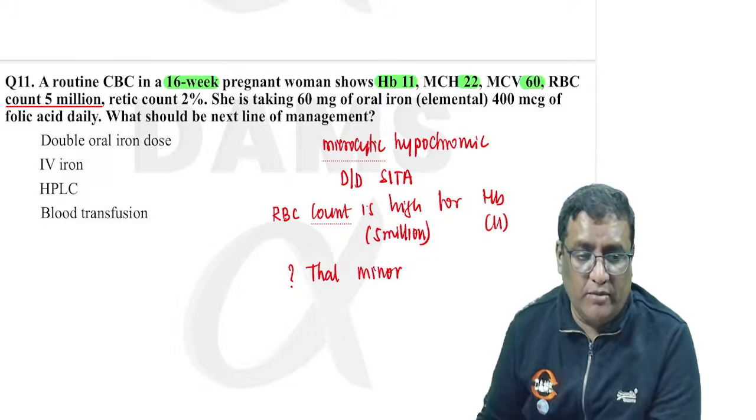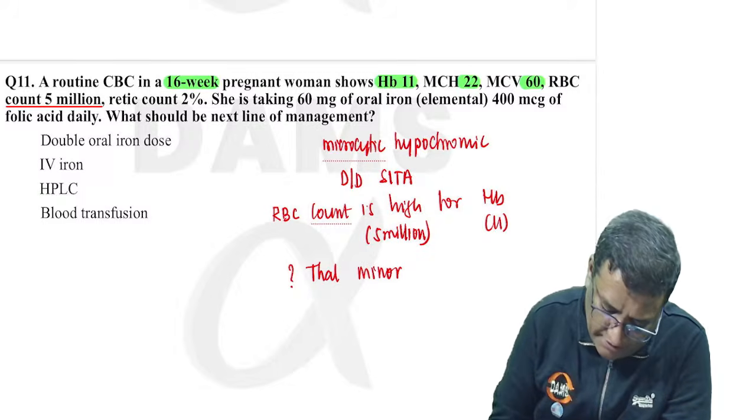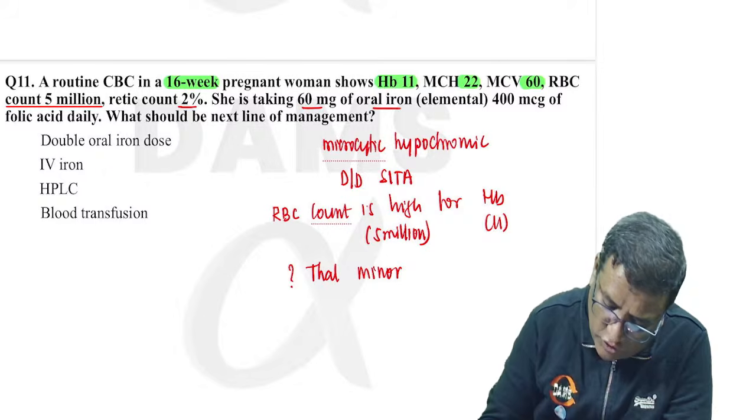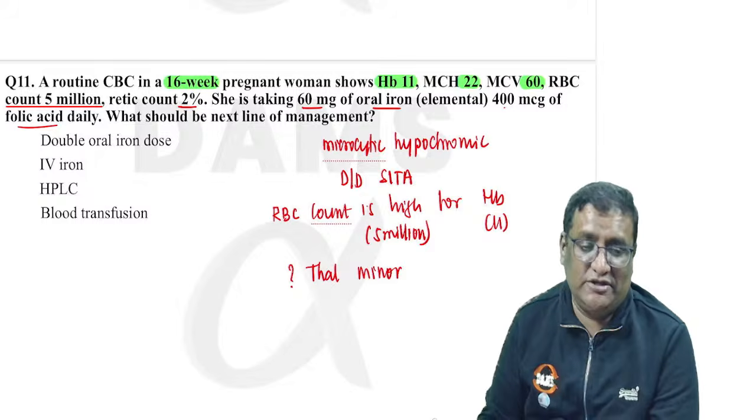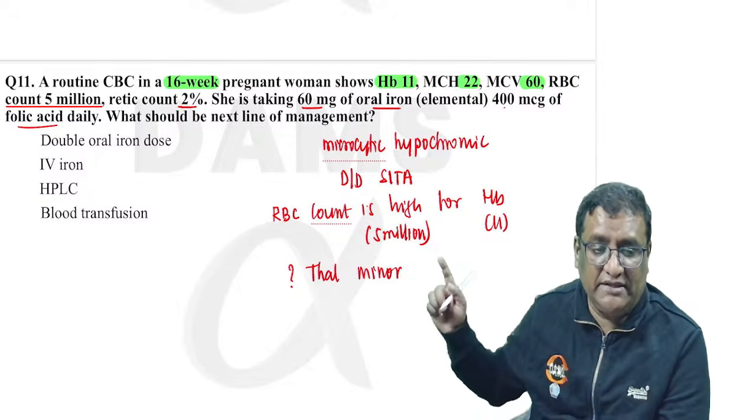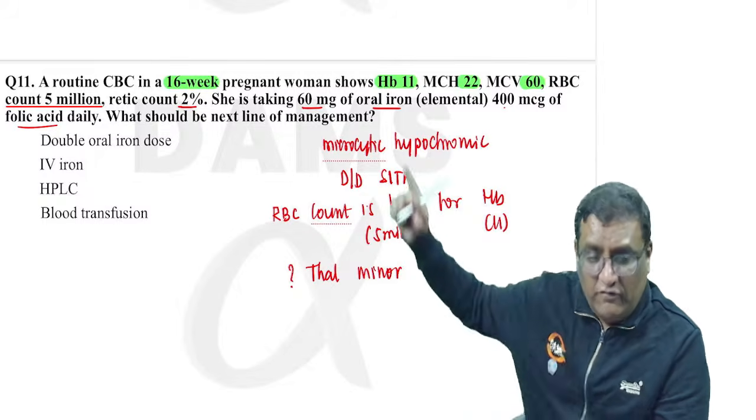How do I confirm on CBC only? Retic count is 2%. She's taking 60 milligram of oral iron and folic acid daily. What is the next line of management they are asking? What should I be doing? If I'm suspecting thal minor, I have to first confirm, first on CBC only.